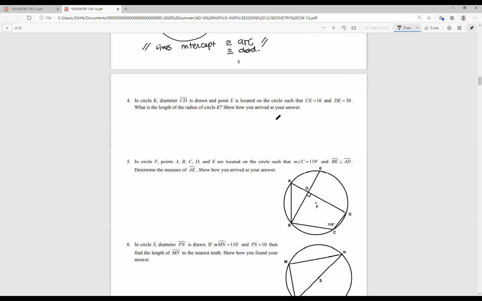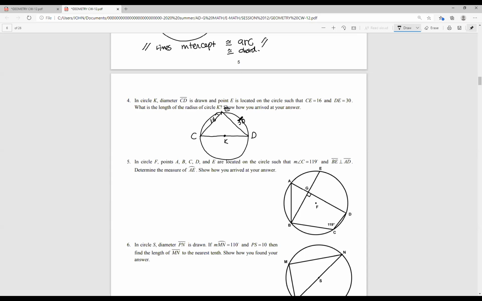Now take a look at number 4. After this, okay, we have a break. Don't worry. All right, number 4, we have a circle K, diameter CD. Maybe you can draw this as circle K, with diameter CD. This is K. Point E is located on the circle. CE is 16. Okay, CE is 16. All right. And DE is 30. DE is 30.